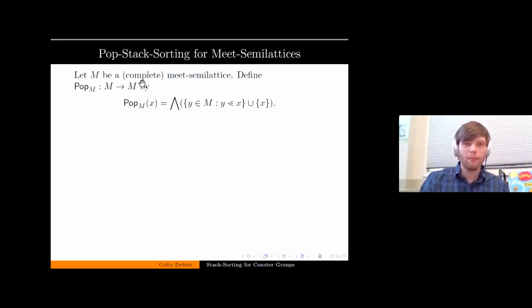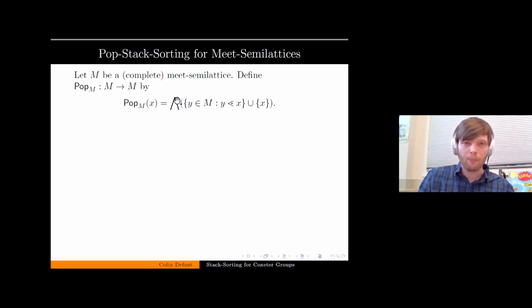So I'm going to let M be a meet semi-lattice. Okay, I'm actually saying it's a complete meet semi-lattice, but just, okay, it's a meet semi-lattice. And I'm going to define this map pop sub M. This is the meet semi-lattice pop stack sorting operator on M. And it's defined by saying that pop sub M of X should just be the meet of basically the things that are covered by X.